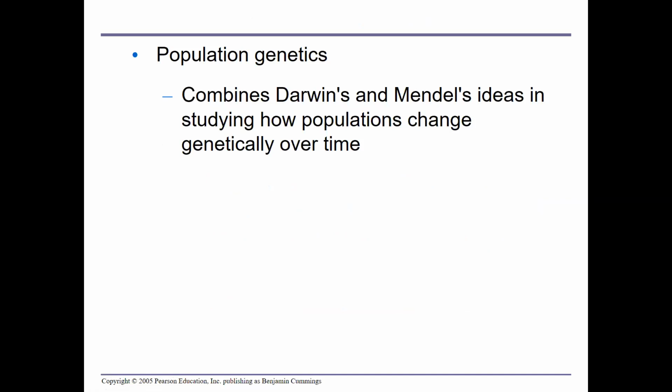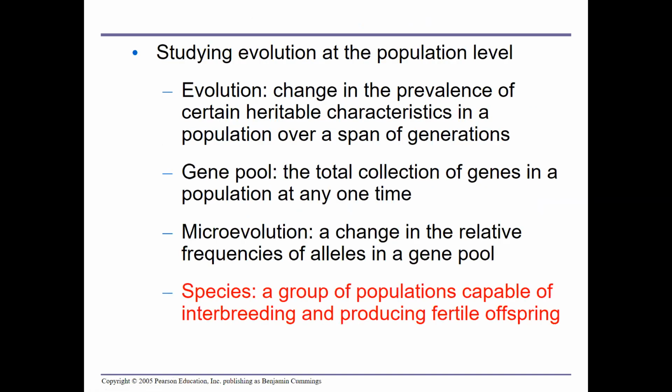Population genetics is a combination of Darwin and Mendel's ideas about how populations change genetically over time. So again, more definitions here: what we mean by evolution, what we mean by gene pool, microevolution, and species. I've got species in red because that's a definition I absolutely positively want you to know. This is often on test 3, and I usually put it as a short answer question, so you have to be able to write out what a definition is.